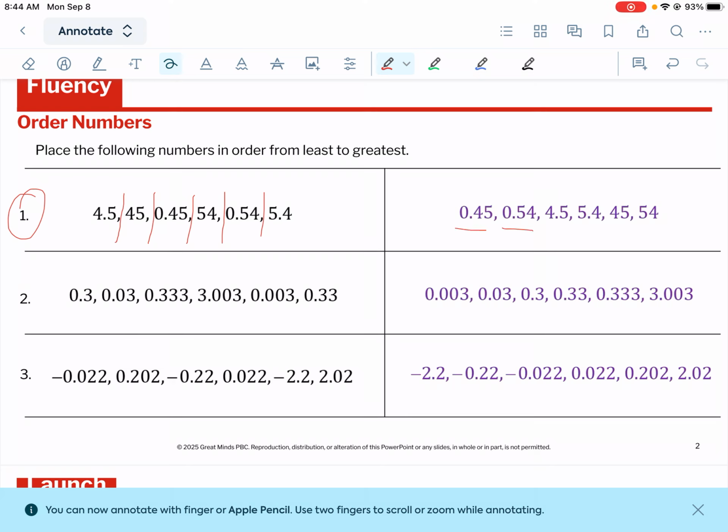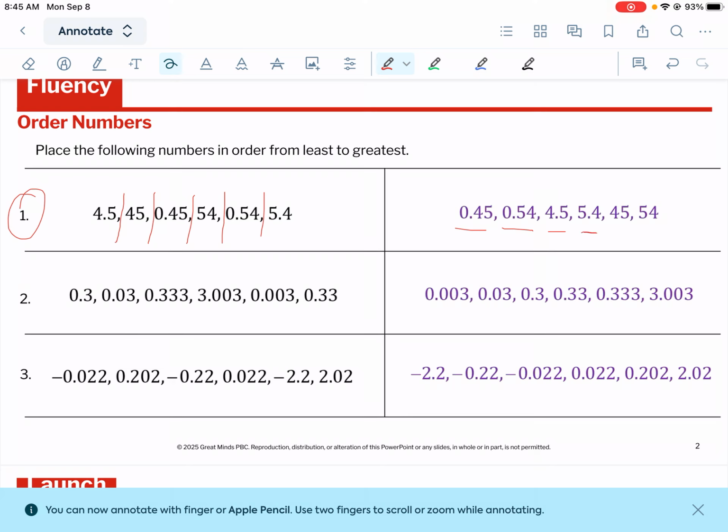Make sure that you stack those numbers when you're ordering them from least to greatest or even greatest to least. Stack them on top of each other vertically, from top to bottom, so that you can see clearly and line up the decimal places. That is going to tell you whether something is less than or greater than. Make sure you line up your decimal places. Do not confuse yourself. Next, after 0.45 and 0.54, I put 4.5 next and then 5.4.